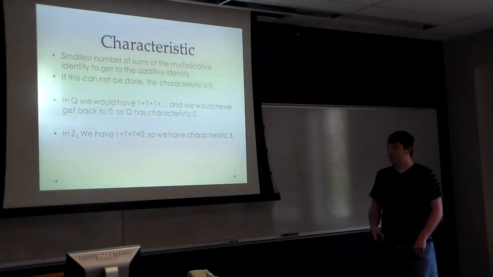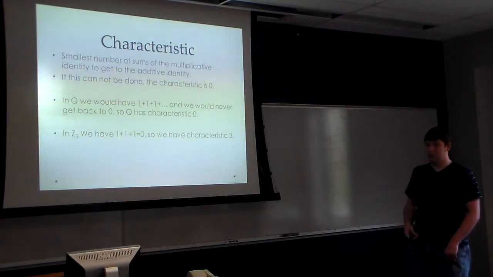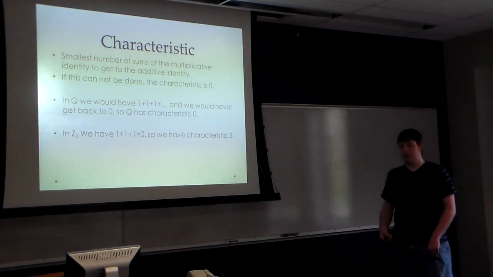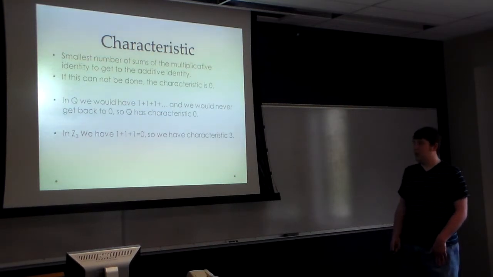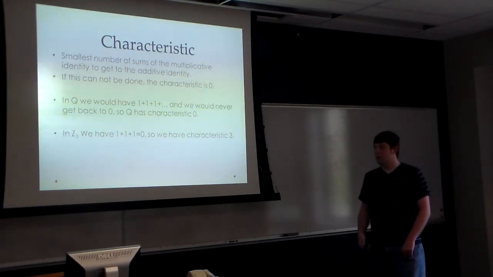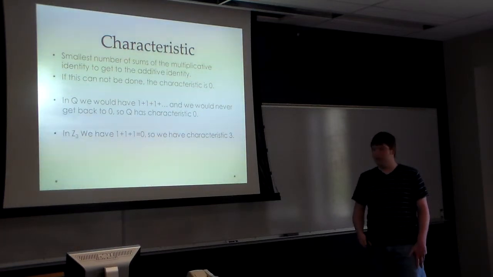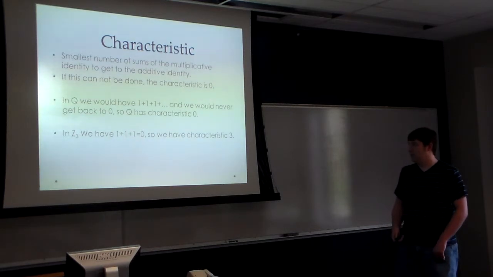In the rational numbers, we would have 1 plus 1 plus 1 and so on, and we would never get back to 0. So the rational numbers have characteristic 0. And then an example where we actually would have a characteristic is in the integers mod 3. We take 1 plus 1 plus 1, and that would get us back to 0. So the integers mod 3 have characteristic of 3.